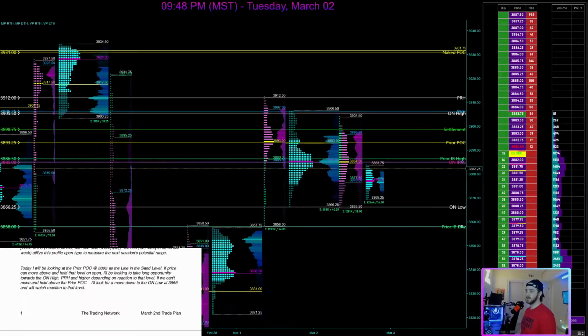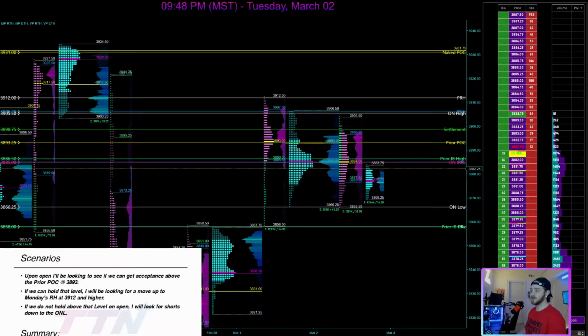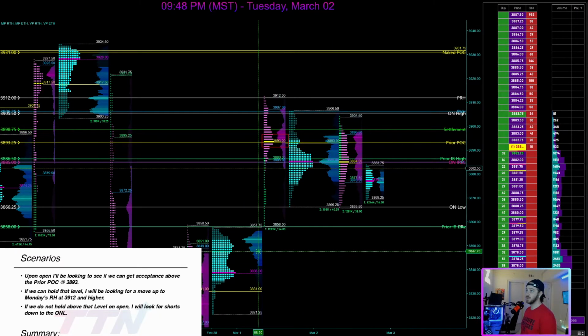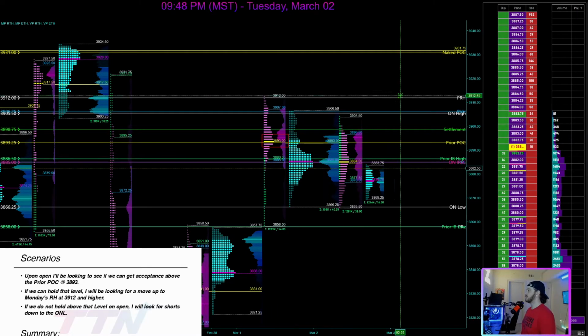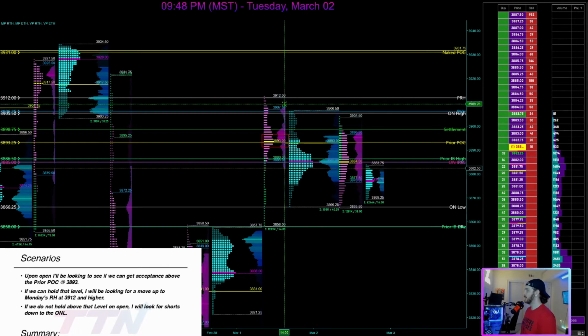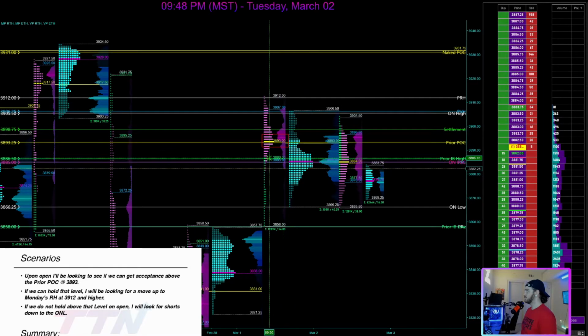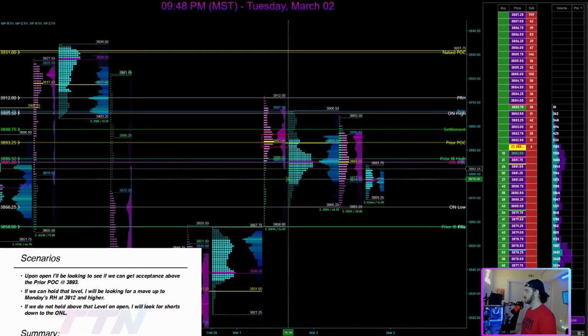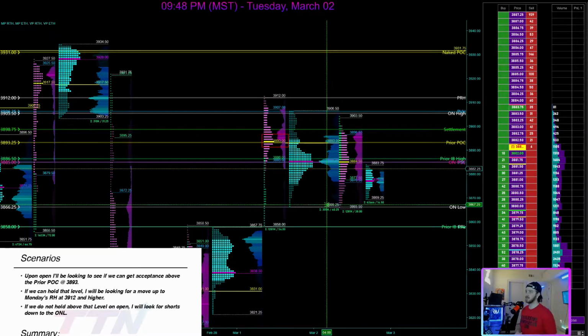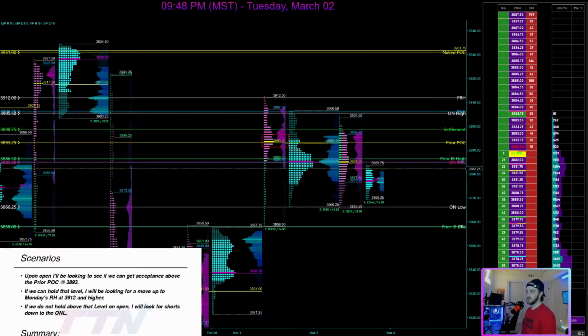So if we scroll down a little bit here, we can get into the scenarios and reiterate what my thoughts were for the day. Line in the sand, that previous point of control right here at 38.93. I'll go ahead and draw a box around that so you can see it a little more clearly. And again, if we could hold that level, then I was looking for a move back up to the overnight high and very likely yesterday's high, which we did not get towards. On the flip side, if we could not hold this level, I was looking for a move back into the overnight point of control, these lower levels, and of course the overnight low as mentioned previously, and as you can see here on the trade plan.